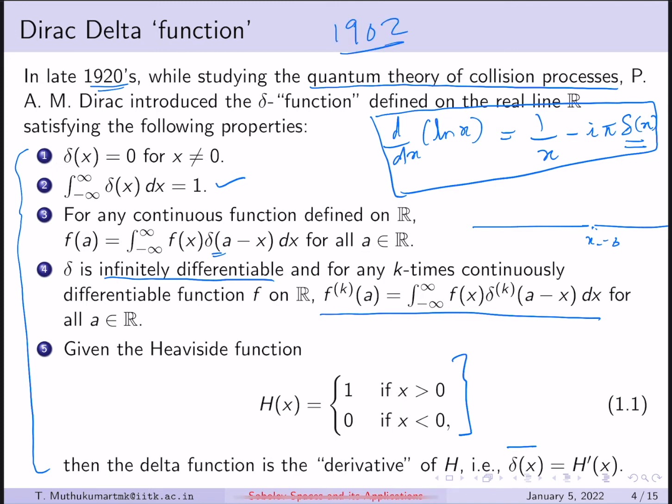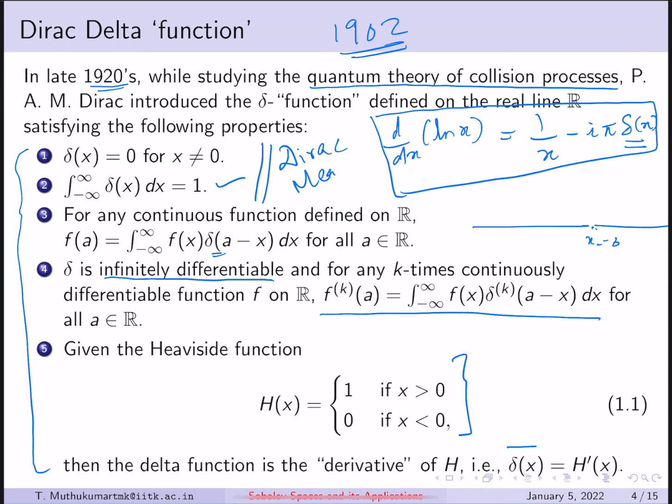Here again, even before the work of Dirac, around 1902, Lebesgue had already introduced measure theory and Lebesgue integration. So in the context of Lebesgue integration, he had already introduced the notion of measures. In that sense, what we today call the Dirac measure can be defined, and one can make sense of the first 2 properties in the sense of the Dirac measure.